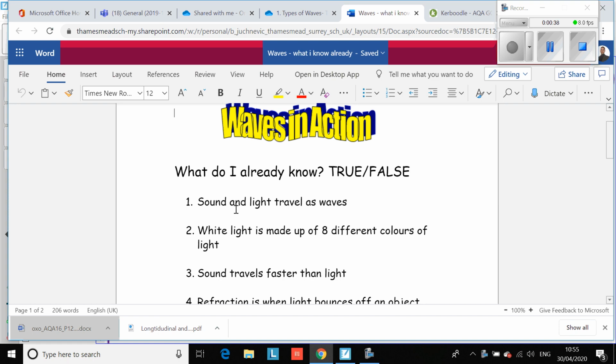So this first one, for example, we'll go through together. Sound and light travel as waves. Do you think that's true or false? And what would be your reason, your evidence for thinking that? Now, sometimes you might not know, but you can at least have a decent stab at it because this is just what we think we know already. So pause the video and give this a go, please.